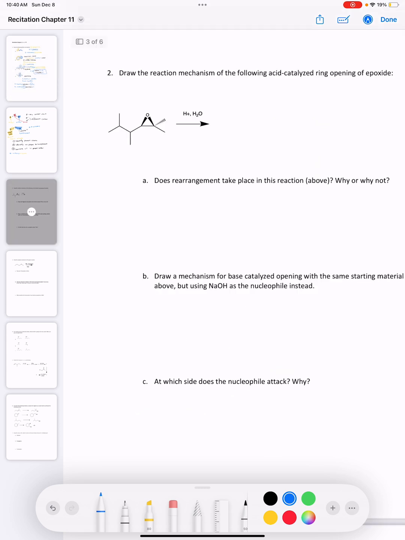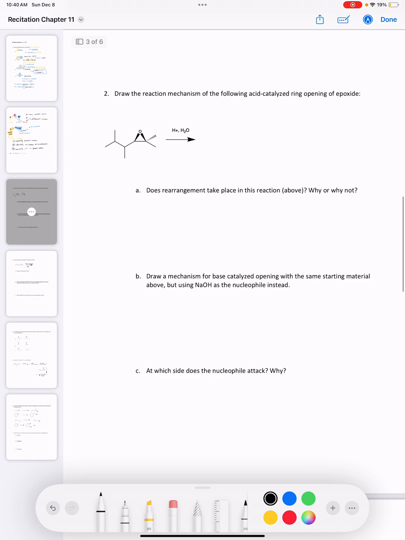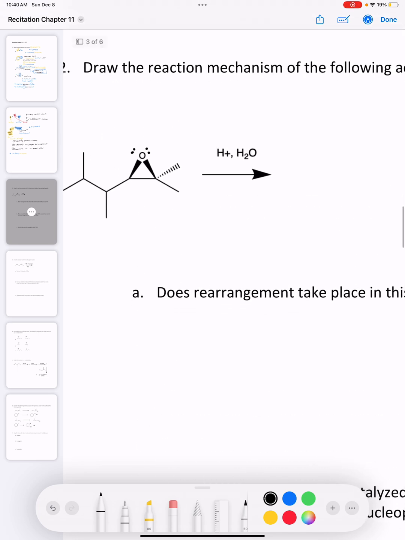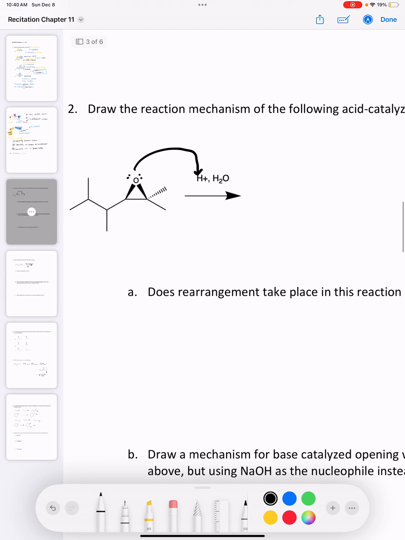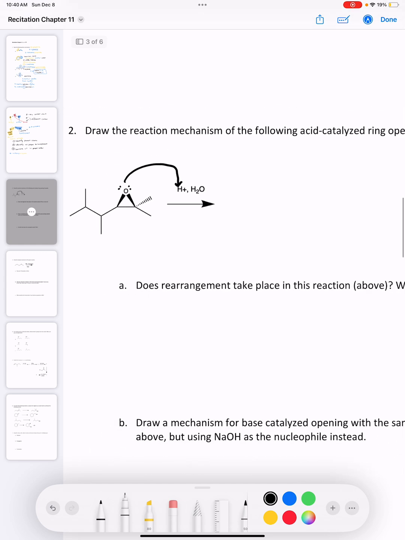The next one is draw the reaction mechanism of the following acid-catalyzed ring opening of epoxide. So I will start with the curved arrows. We know that there's lone pairs here on this oxygen, and that will be drawn to this H+ if it's acid-catalyzed. And that is going to result, I'm going to use a smaller thing just so that we can see things more easily.